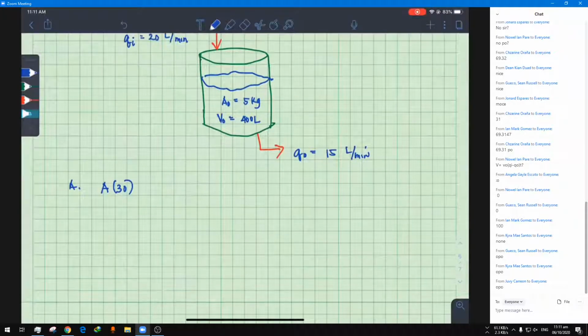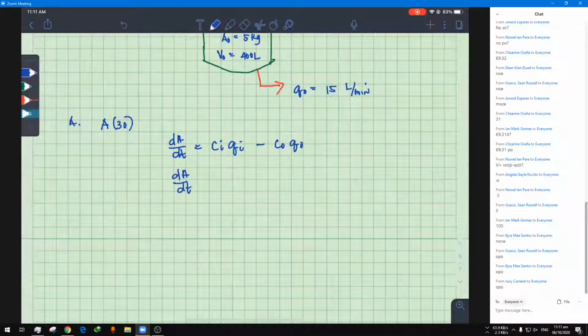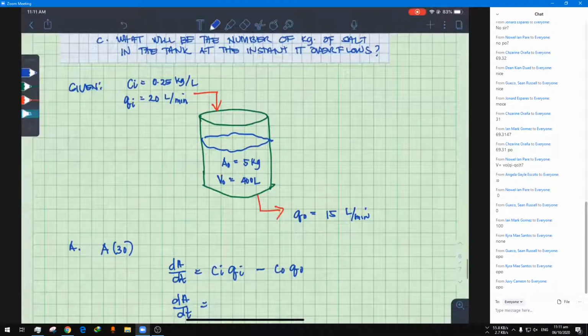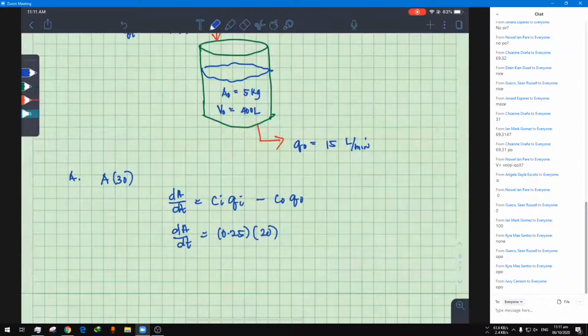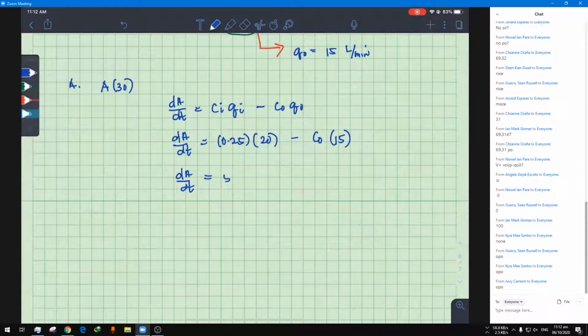So we're going to use the same formula. So dA over dt is equal to Ci Qi minus C out Q out. So Ci is 0.25. Then Qi is 20, minus C out, Q out is 15. Or dA over dt equals 5 minus 15 C out.